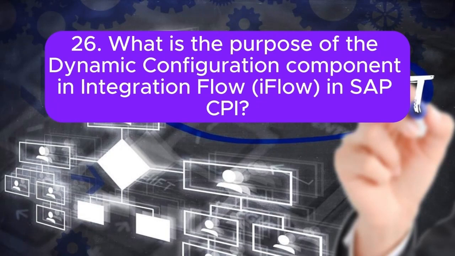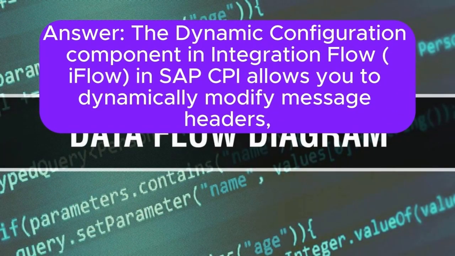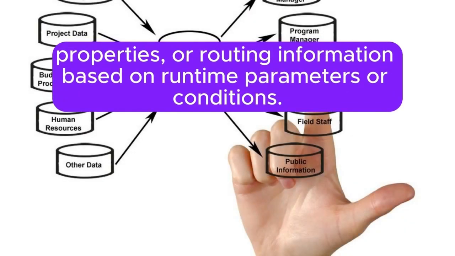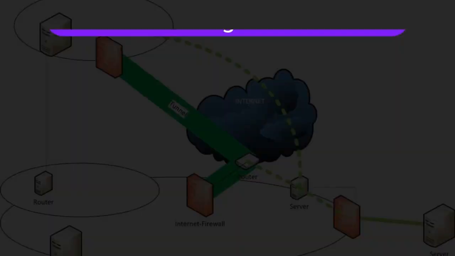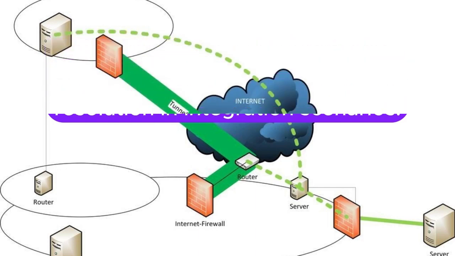26. What is the purpose of the dynamic configuration component in integration flow (iFlow) in SAP CPI? Answer. The dynamic configuration component in iFlow in SAP CPI allows you to dynamically modify message headers, properties, or routing information based on runtime parameters or conditions. It is commonly used for dynamic routing, dynamic message enrichment, and dynamic endpoint resolution in integration scenarios.